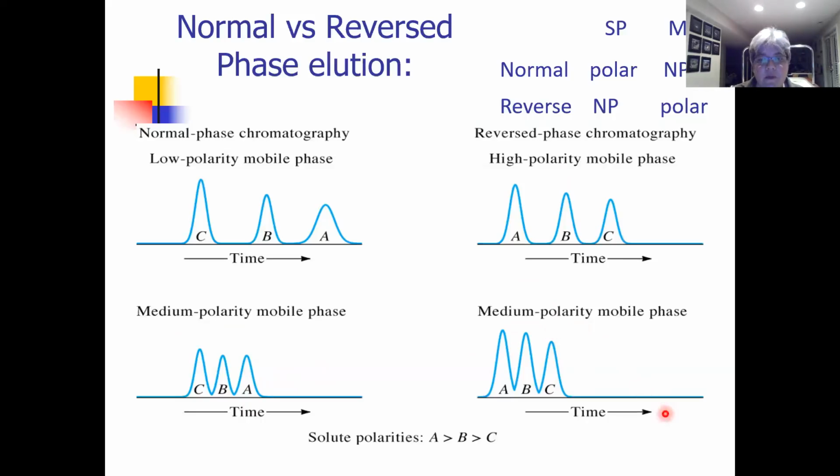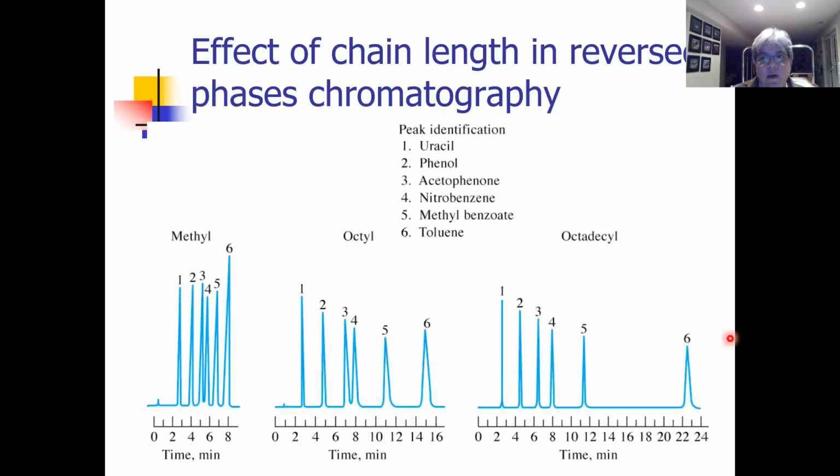Before we get to that, let's look quickly at the effect of the chain length in reverse phase. Remember, in reverse phase, the stationary phase is nonpolar. This is where the stationary phase is those carbon chains. Notice we have three columns. Here the carbon chain is just methyl, one carbon. Here octyl, 8 carbons. Here octadecyl, 18.